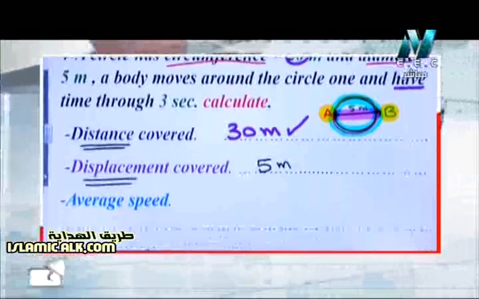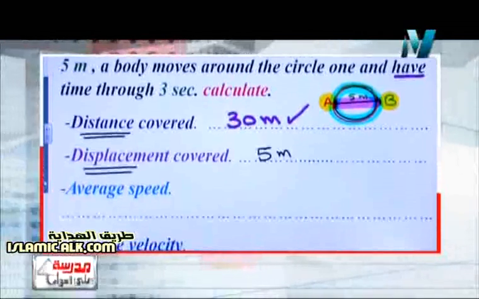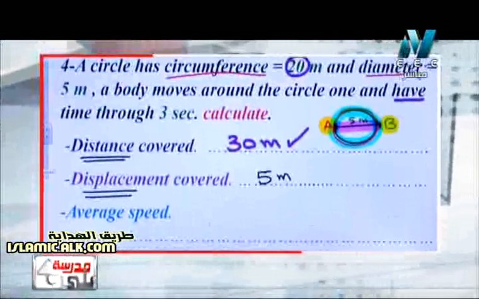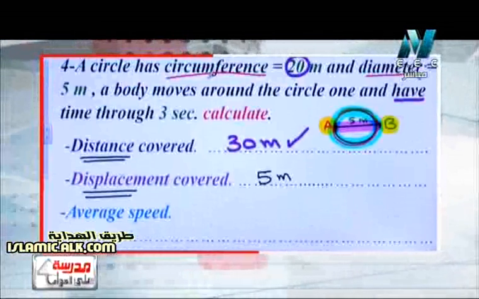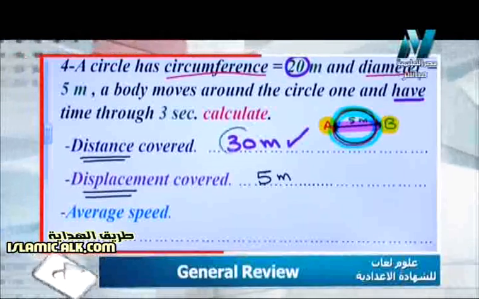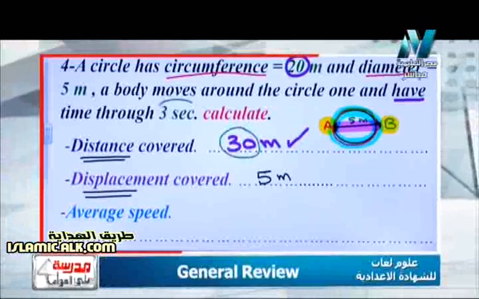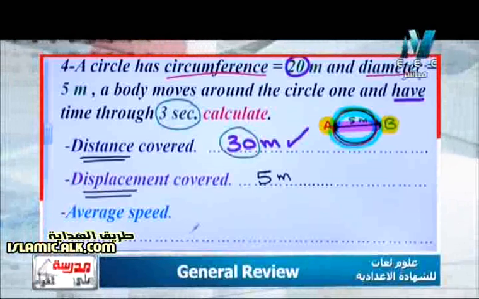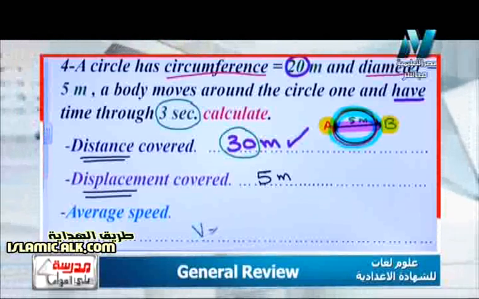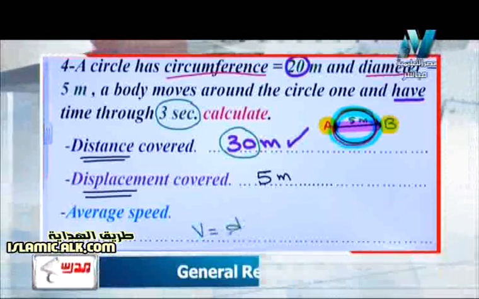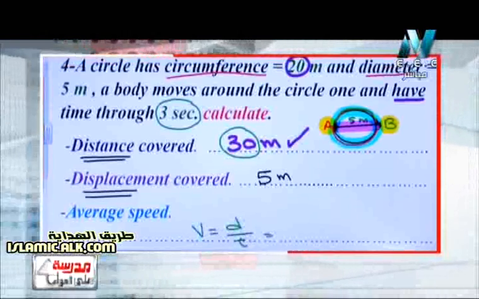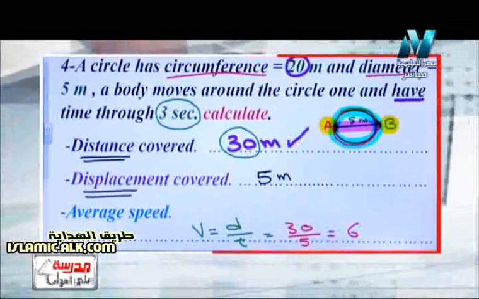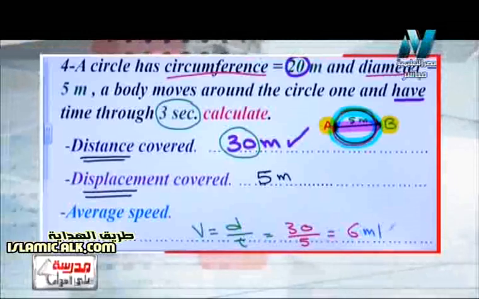Then number 3, we want to calculate the average speed, and then the average velocity. We know average speed equals total distance covered over total time taken. We have distance equal 30 meters and time equal 3 seconds. So average speed equals total distance over total time, equals 30 over 5, equals 6. 6 what? We must write the measuring unit: 6 meters per second.